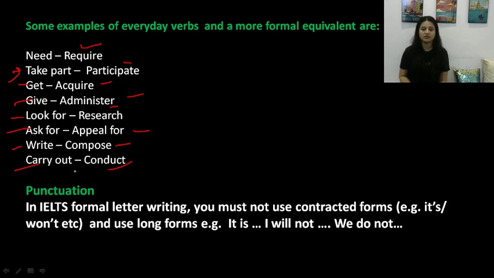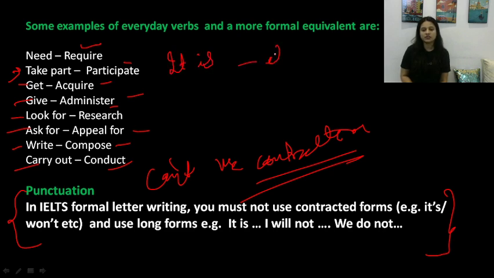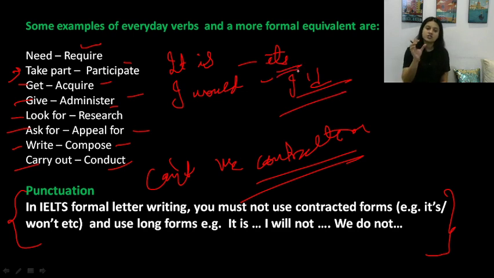Now, one more very important thing. This is extremely important. You can't use contractions in a formal letter. What are contractions? If you want to write it is, don't we generally write it's? If you want to write I would, we normally write I'd. Yeah, so these are contractions, the short forms of these phrases. So don't use contractions in a formal letter.